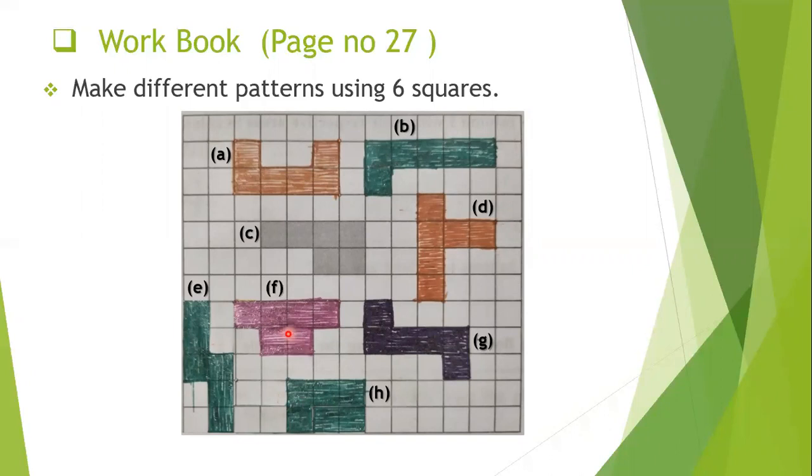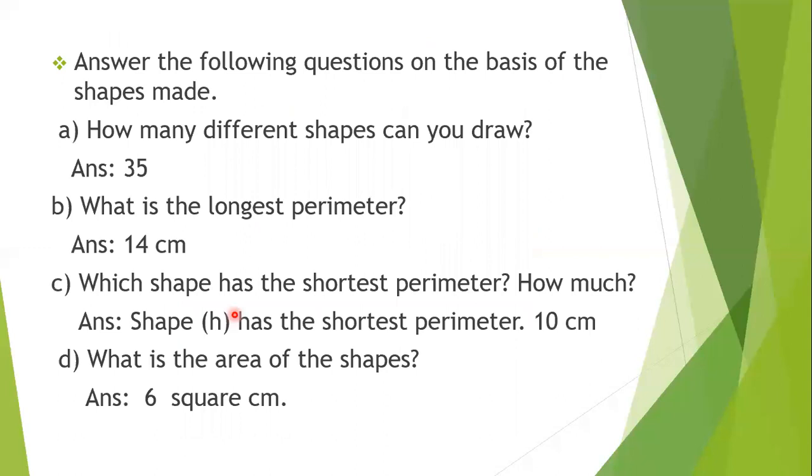And if you consider F, you can see here the perimeter is 12 centimeters. See, 1, 2, 3, 4, 5, 6, 7, 8, 9, 10, 11, 12. That means using the 6 squares, we can make different shapes with different perimeters. Some shapes have 10 centimeter as the perimeter, some shapes have 12 centimeter and some shapes have 14 centimeter perimeter. So we can take the longest perimeter as 14 centimeter and the shortest one as 10 centimeter.